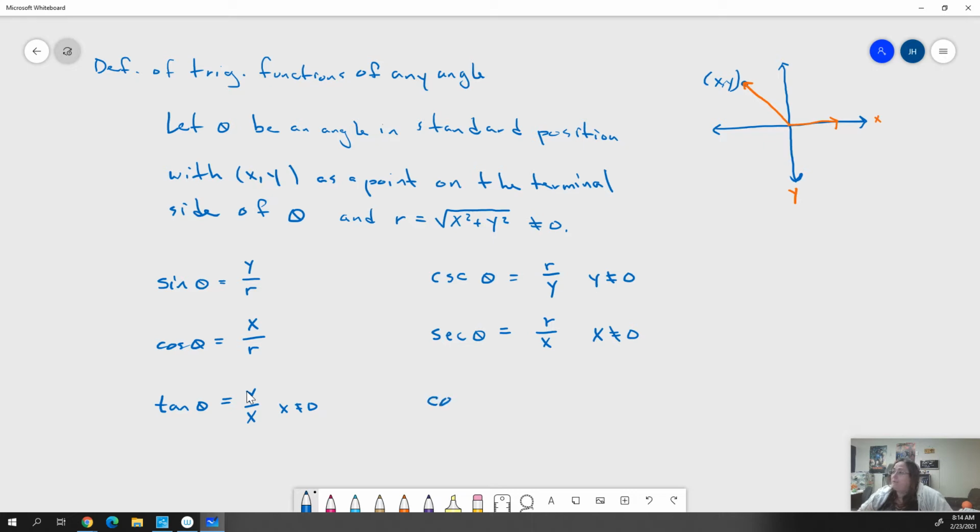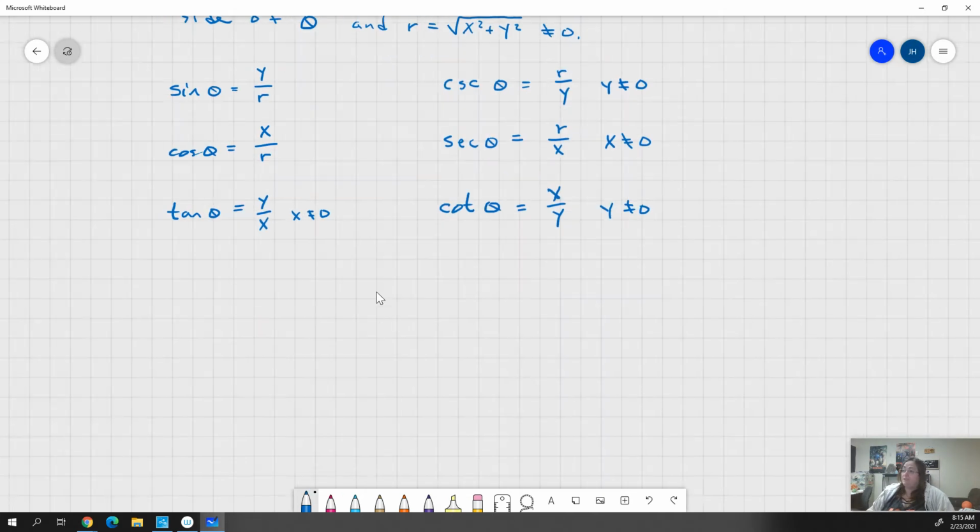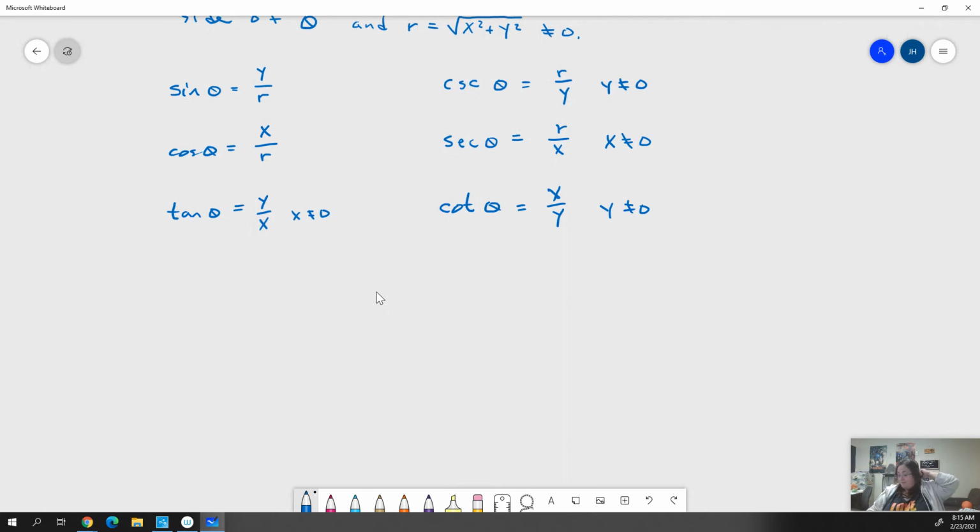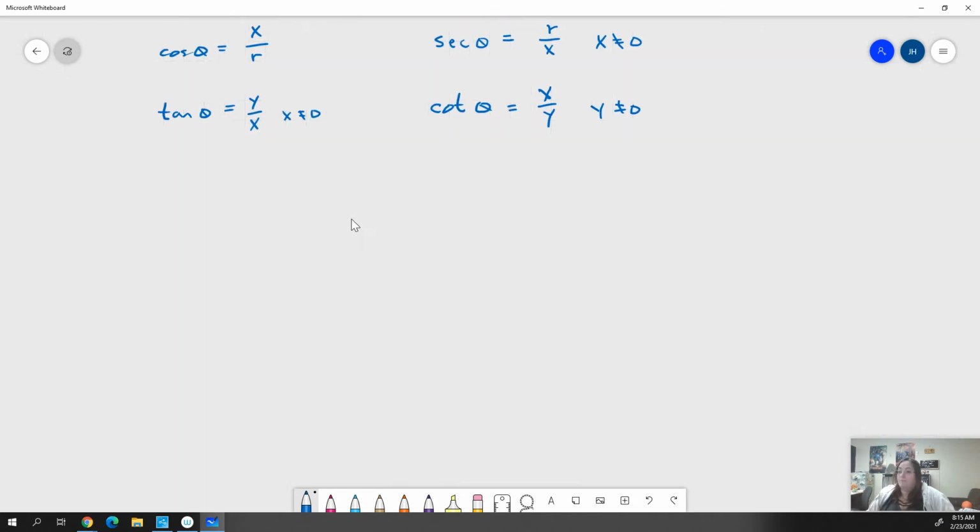Cotangent of theta is just going to be the opposite of tangent, right? The inverse of tangent, which is x over y now. And in this case, y can't be equal to 0. And I've made it so that this section is the only part we're doing today. So I gave you a lot of homework problems, but only on one topic, and it's this.